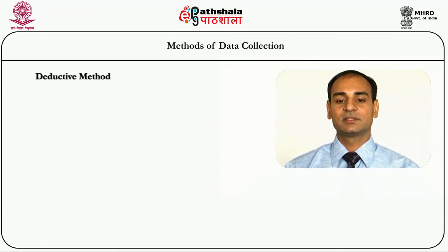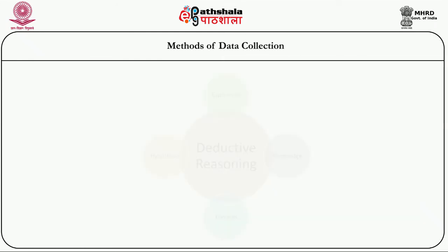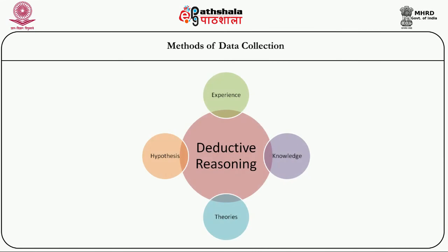For deductive reasoning, certain concepts and elements are necessary to proceed with this reasoning, that is experience, knowledge, theories and hypothesis. On the basis of experience, certain knowledge or gathering of information, knowledge is formed. With the synthesis of experience and knowledge, any hypothesis can be proposed, and that hypothesis is the directive to collect the data for research. This is all the deductive reasoning.